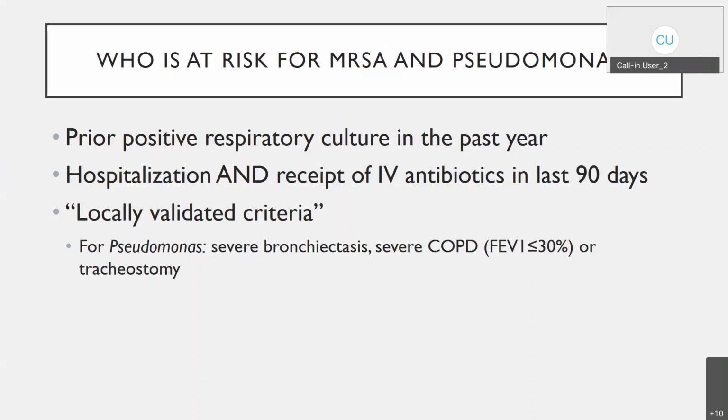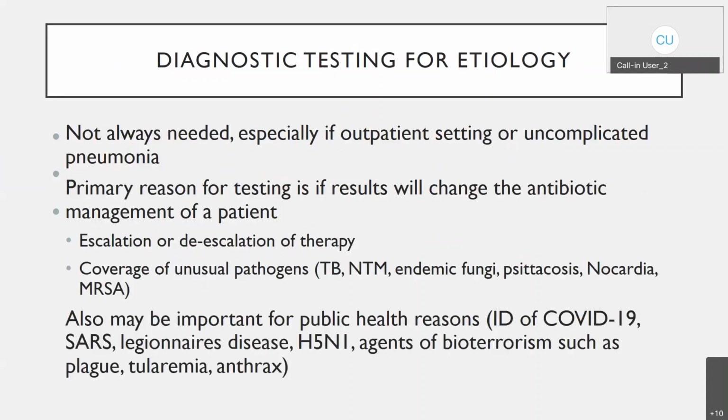There's this third category in the guidelines called locally validated criteria that are pretty vague. At Metro, some of our local criteria for a risk for Pseudomonas are having severe bronchiectasis, severe COPD with an FEV1 less than 30, or having a tracheostomy. We don't have any locally validated criteria for MRSA. So if you remember the first two criteria, those are going to be the most important: prior respiratory culture in the past year for one of those pathogens, or hospitalization with receipt of IV antibiotics in the last 90 days.